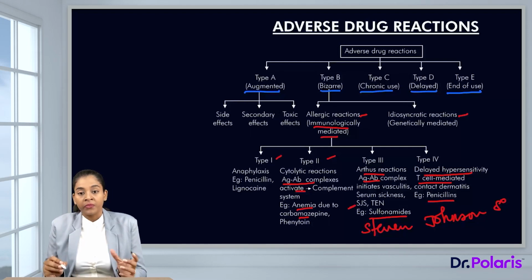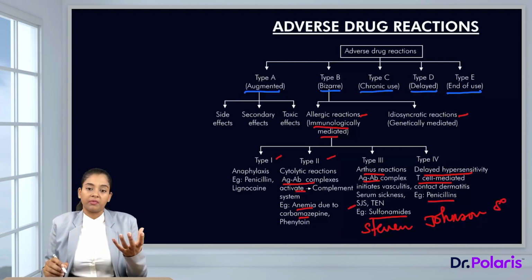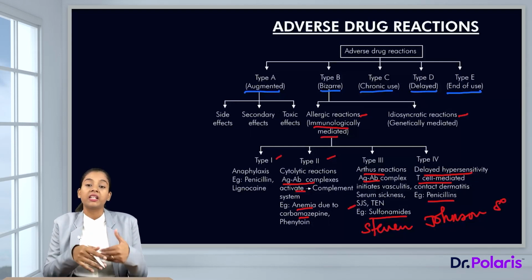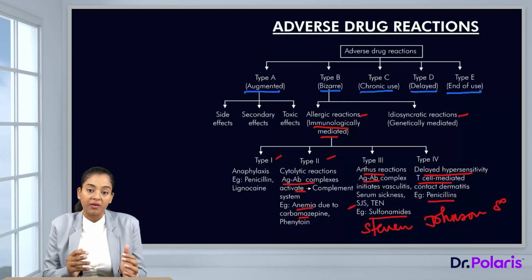End of use. Once you stop the drug, the adverse effect pops up. For example, you are taking a beta blocker and suddenly you stop. Then there is rebound hypertension. That kind of adverse effects are called end of use adverse effects. So for all these, you have to be very careful.